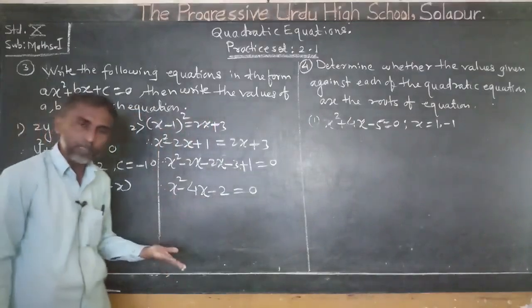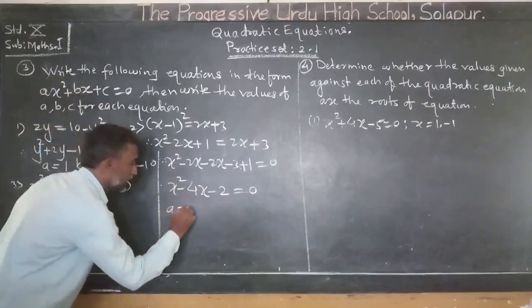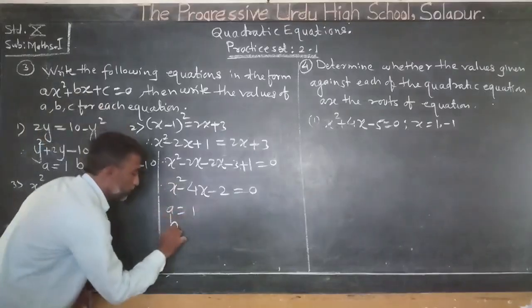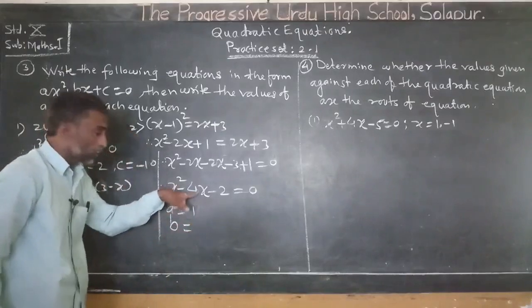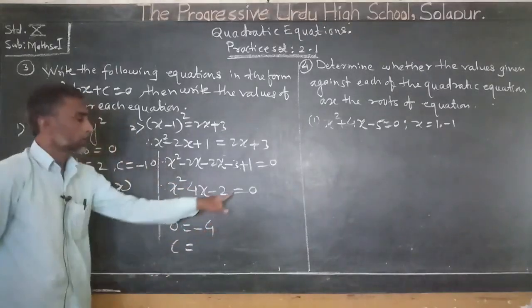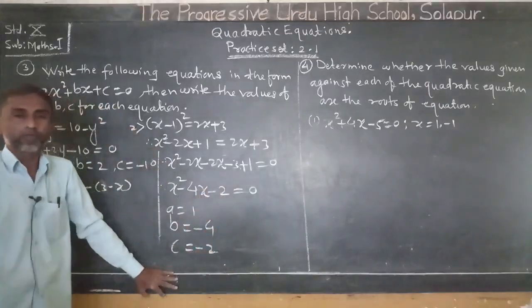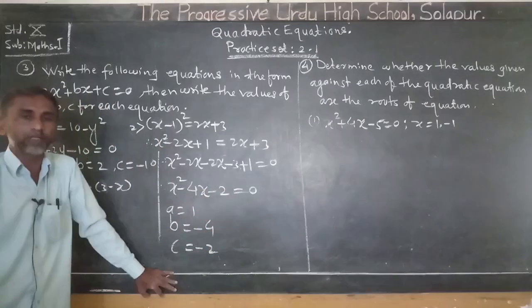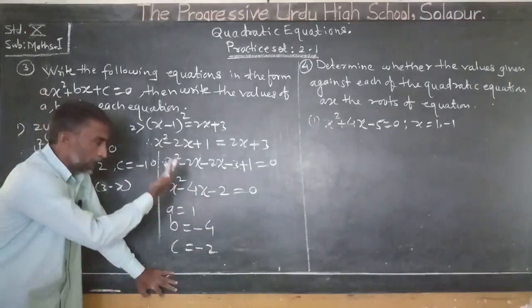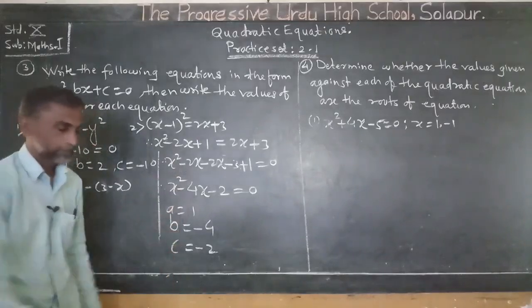So we have to write the values of A, B, C. A means quadratic coefficient. Here A is 1. B means linear coefficient, which is minus 4. C is equal to the constant term, minus 2. In this way, we can write the given equation in the standard form, and with the help of the standard form, we can write the values of A, B, C.